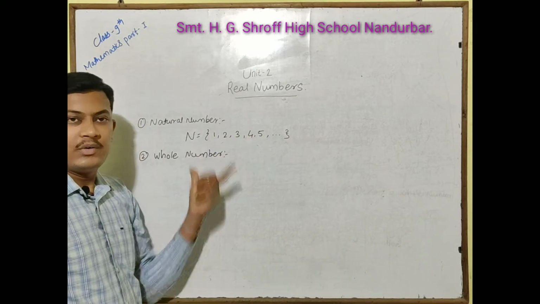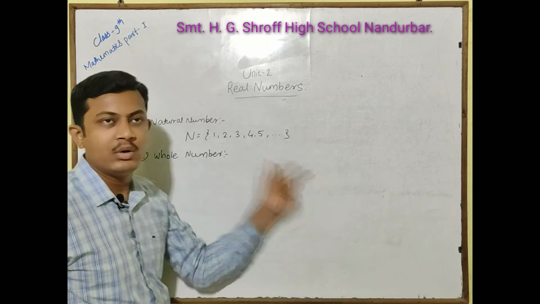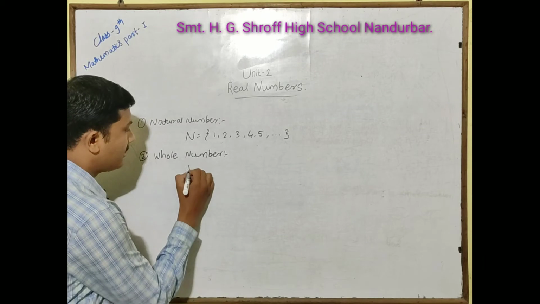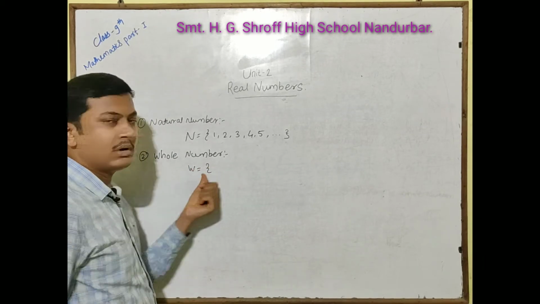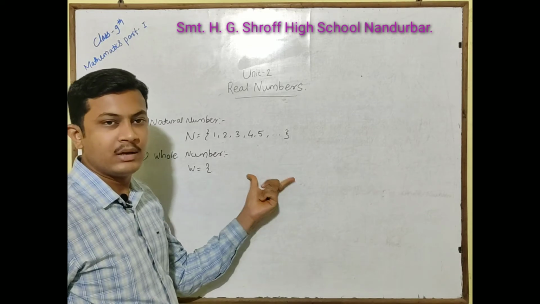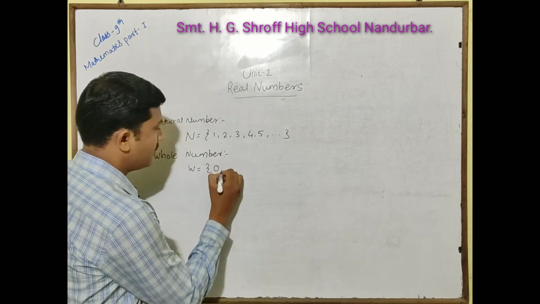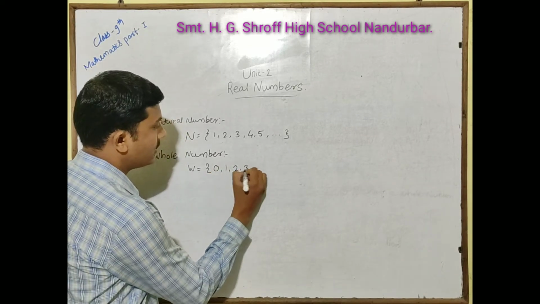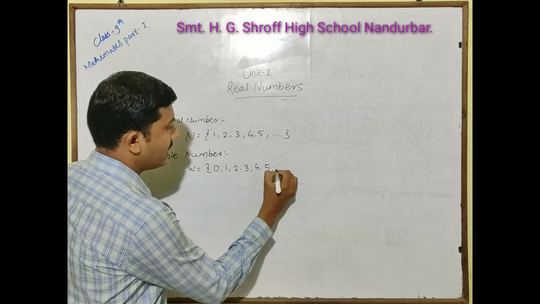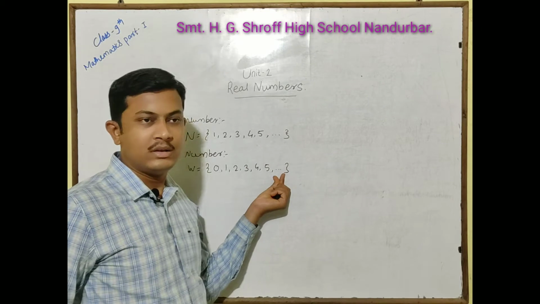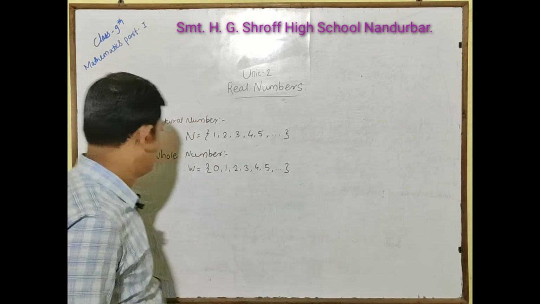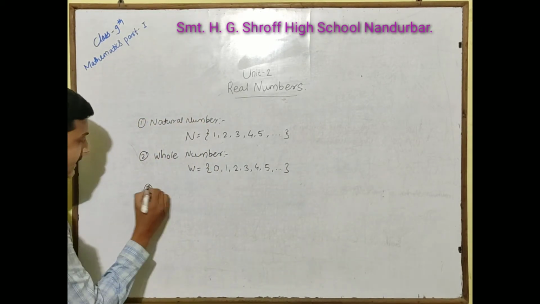Natural numbers including 0 form whole numbers, and the set of whole numbers is given as capital letter W, which is equal to the elements of the whole numbers in curly brackets: 0, 1, 2, 3, 4, 5 and so on. Again the same rule you have to follow: 3 dots for the infinite numbers. Then next come integers.